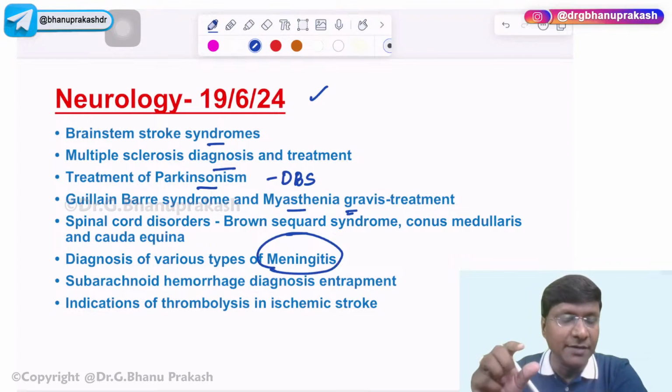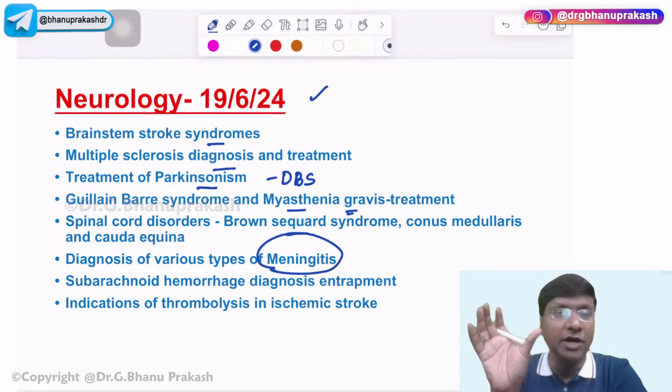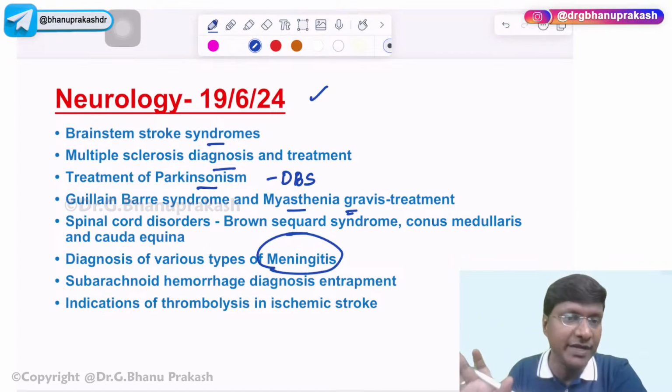Meningitis, the table of bacterial, tubercular, viral, fungal, and Guillain-Barré syndrome, what will be the CSF analysis? That table is very, very important. And subarachnoid hemorrhage, what is the investigation of choice? How do you manage? Then ischemic stroke, what is the indication for thrombolysis? And what is the golden period for thrombolysis?